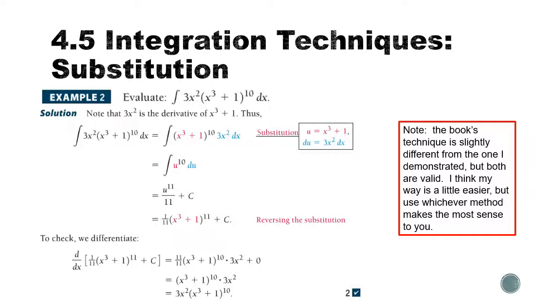They just replace all of 3x squared dx with du, which is fine. My way is a little more beneficial in the long run, either way. Anyway, take the antiderivative, u to the 11th over 11 plus c, and then replace u with x to the 3rd plus 1. And if you want to, you can reverse that by taking the derivative and checking your answer.